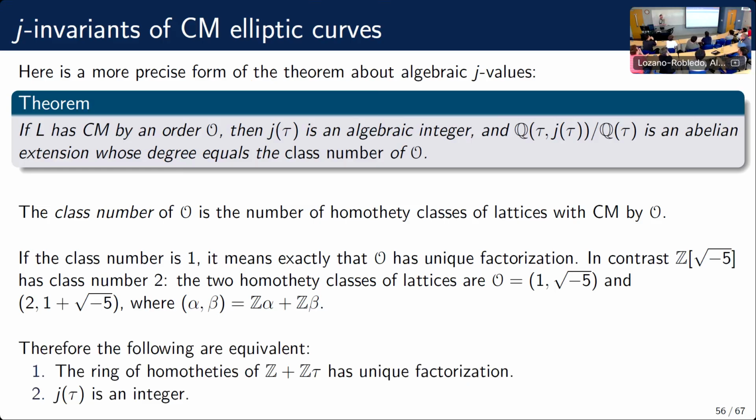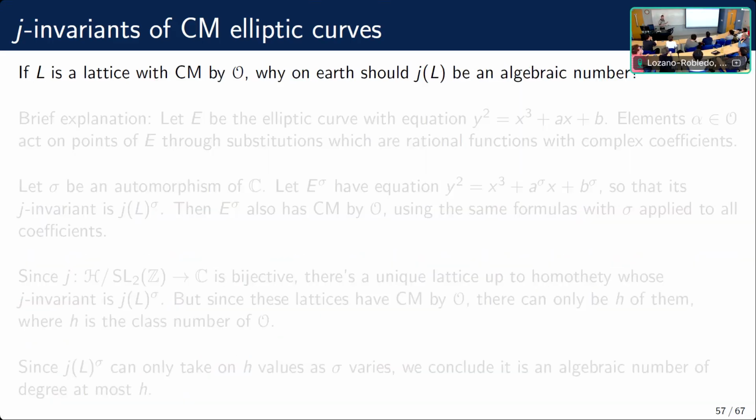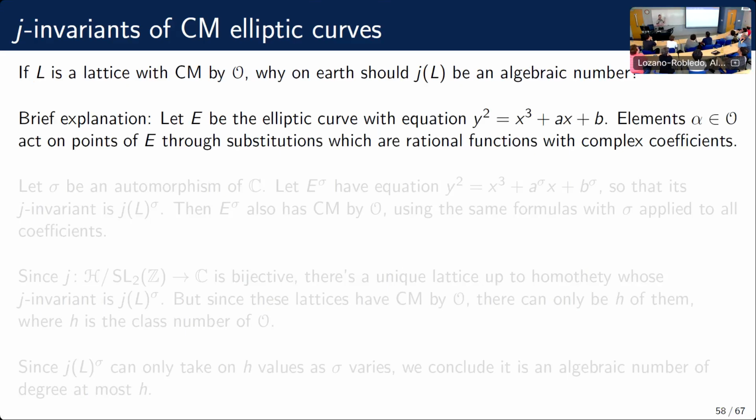So the following are now equivalent, given this theorem. 1, the ring of homotheties of Z plus Z tau has unique factorization. 2, the J invariant of tau is just a plain old ordinary integer. All right, still begs the question, why should the J invariant somehow have this magical property? So this is what I intend to do, in a few slides, here we go. If you have a lattice with complex multiplication by an order, why on earth should the J invariant of that lattice be algebraic? I have a little explanation for you, but it's all going to fit on this one slide.